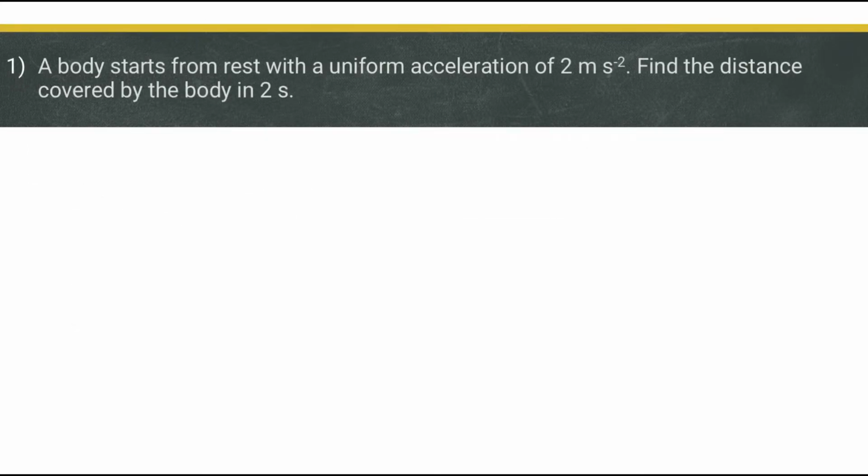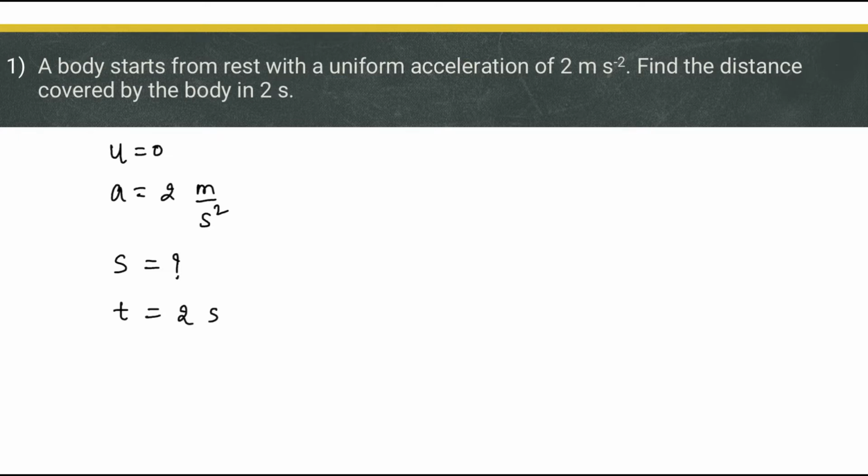First numerical. A body starts from rest with a uniform acceleration of 2 meter per second square. Find the distance covered by the body in 2 seconds. So here initial velocity is 0. Acceleration is given 2 meter per second square. We want to find out the distance covered in 2 seconds. So time is given 2 seconds.